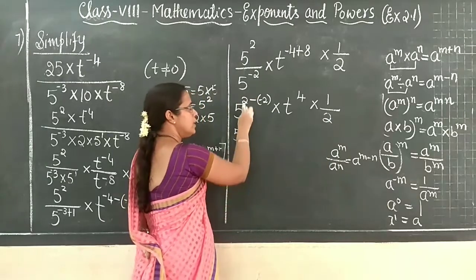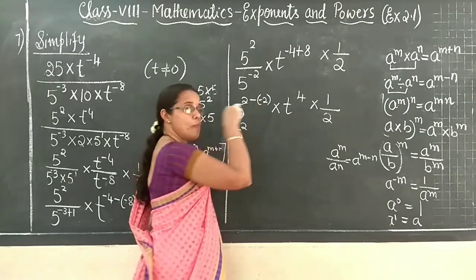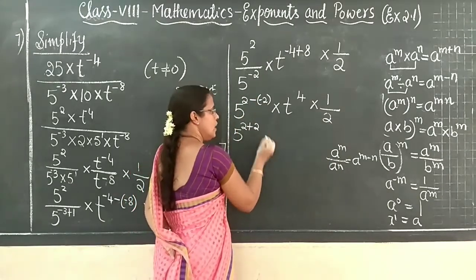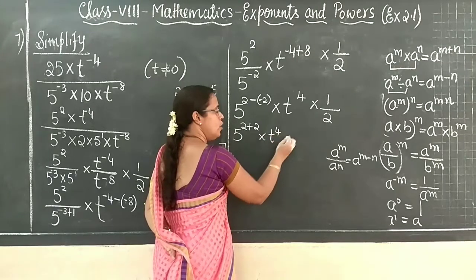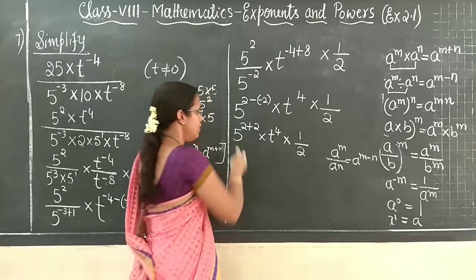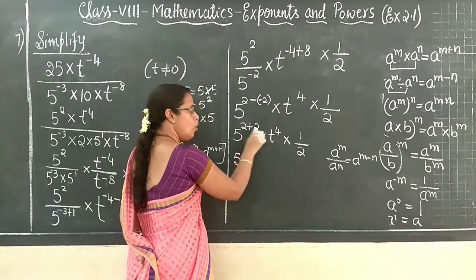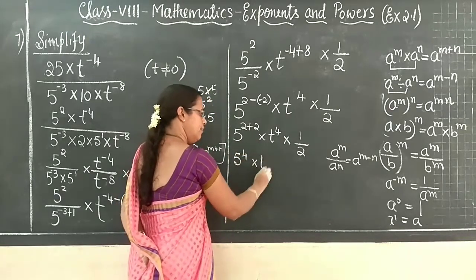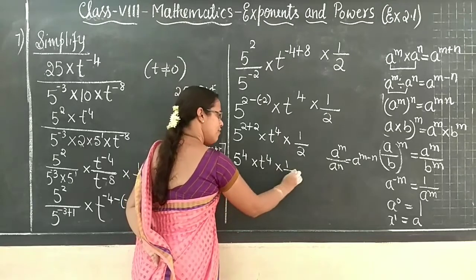Now 5 to the power 2, right as it is. Minus into minus plus 2. Okay, into t to the power 4 into half, right as it is. Now the next step. 5, how many times it is? 4 times. Okay, t 4 times into half.